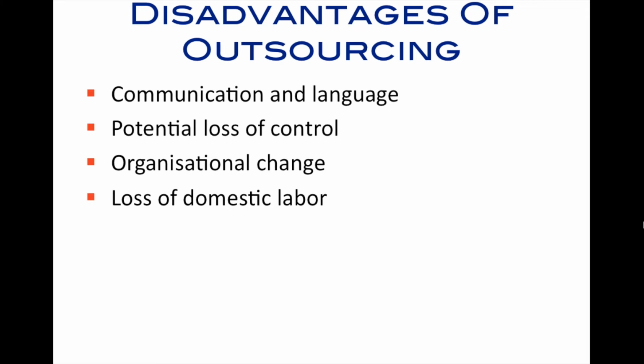Second disadvantage can be kind of the loss of control that a business has over its standards and the security of its information. So, for example, when Mattel tried to outsource their manufacturing to China, the toys that were made there contained way too much lead. And that's because Mattel lost control of the standards because they outsourced that process.